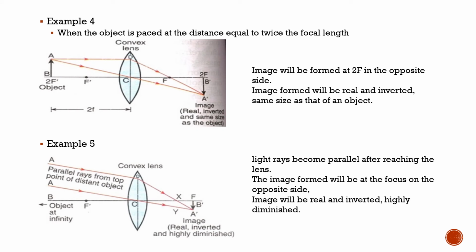In example 4, we have placed the object at a distance equal to twice the focal length, and you can see the image will be formed at a distance equal to twice the focal length, and the image will be the same size as the object, and it will be real and inverted. And in example 5, we assume that our object is at infinity, and the light rays will converge at the focal point and will give us a real image. And you can see this image is inverted and reduced in size.